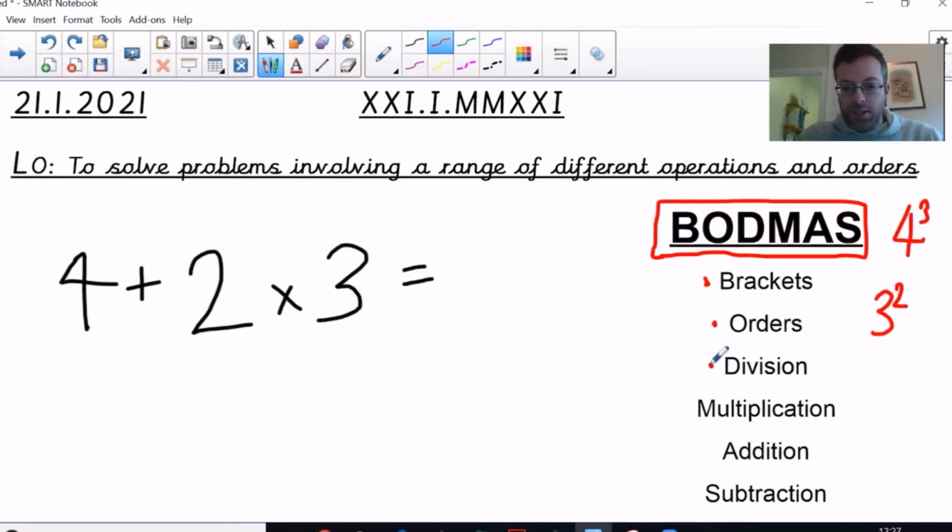Then next we need to do any division. Then next we need to do multiplication. Then next we need to do addition. And then next we need to do subtraction. And it needs to happen in that order, otherwise the answer that you get could well be wrong.